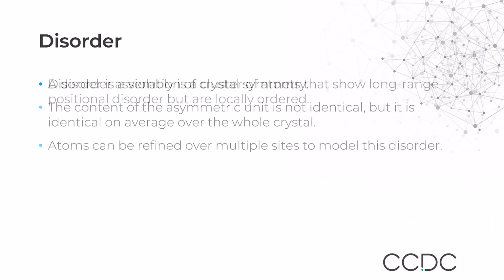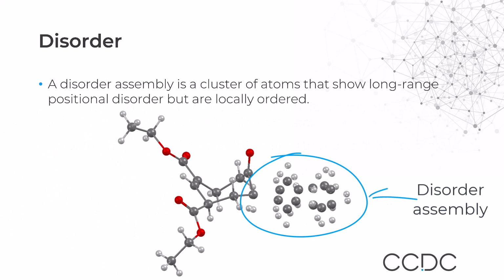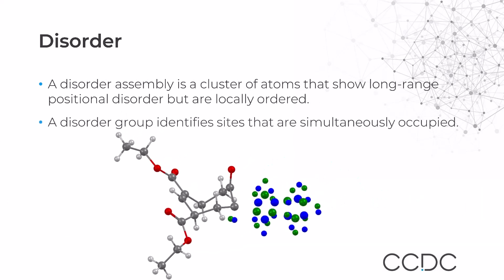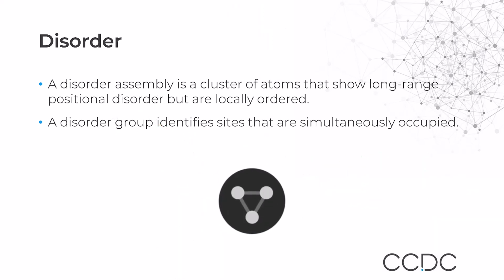To begin with, we define a disorder assembly as a cluster of atoms that show long-range positional disorder but are locally ordered. Within each cluster of atoms, a disorder group is used to identify the sites that are simultaneously occupied. Let's open Mercury to get started.